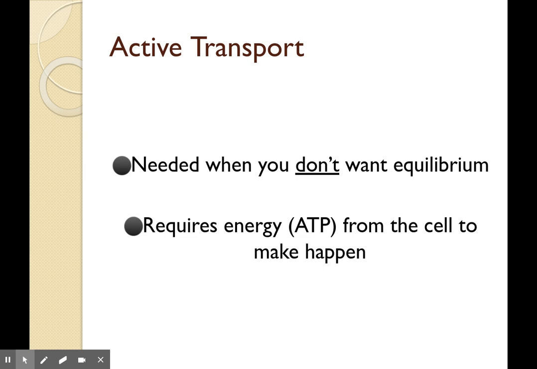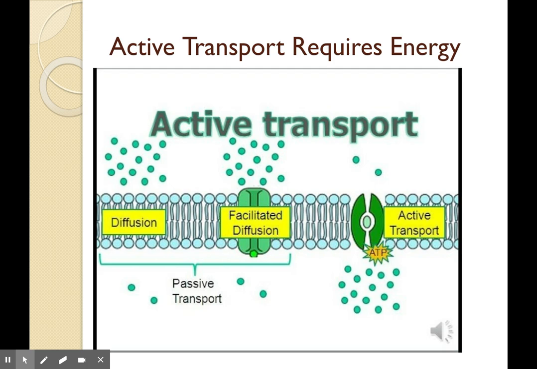In diagrams, you'll often see the molecule ATP. It stands for adenosine triphosphate, which nobody ever says. We just say ATP. So ATP is an energy molecule. It's made by the mitochondria. So in active transport, we are going to require energy.